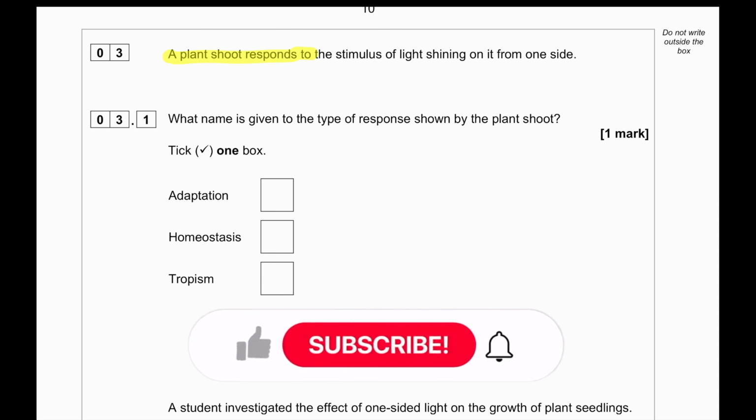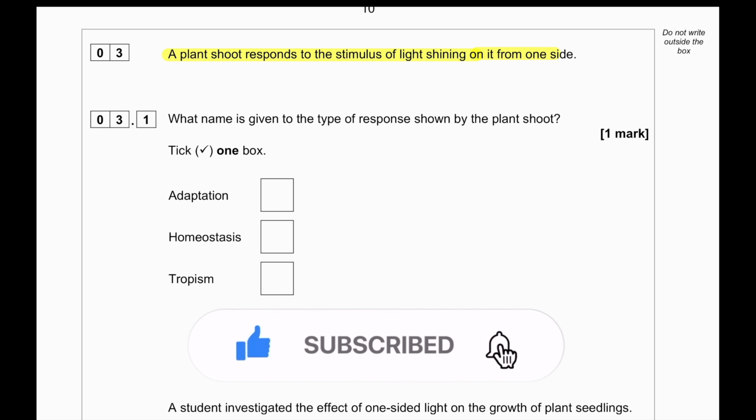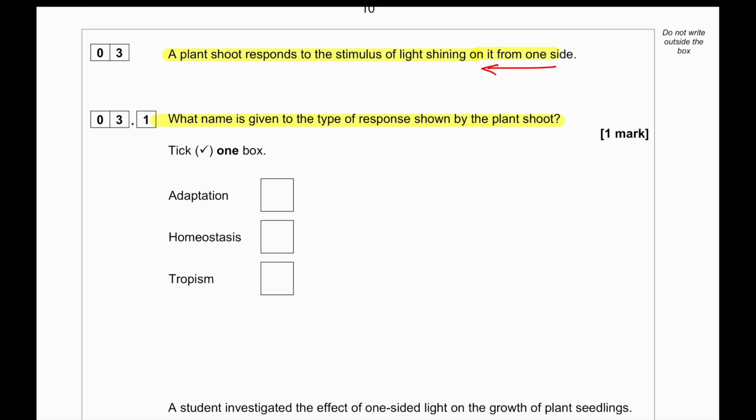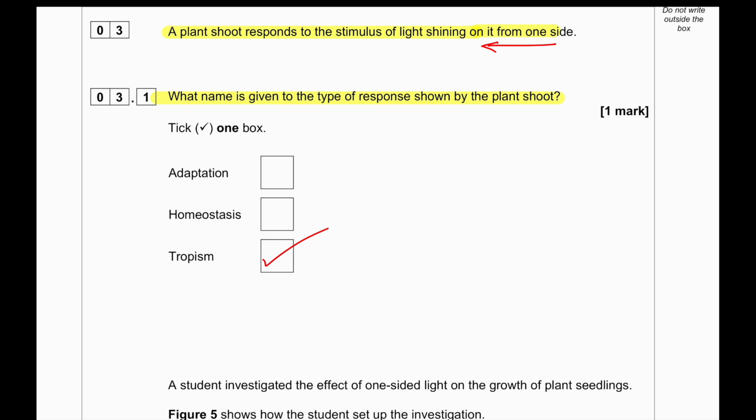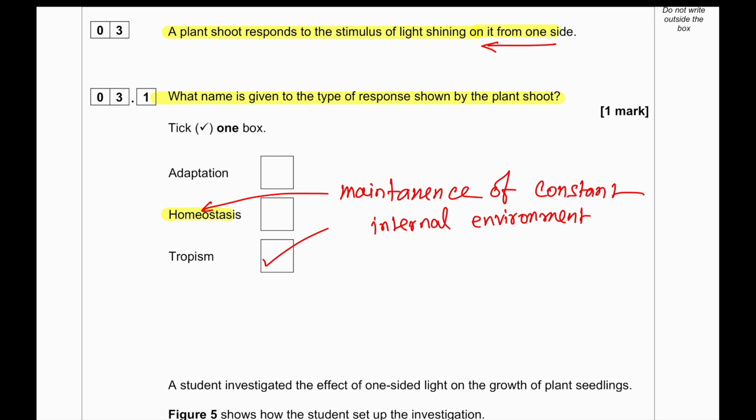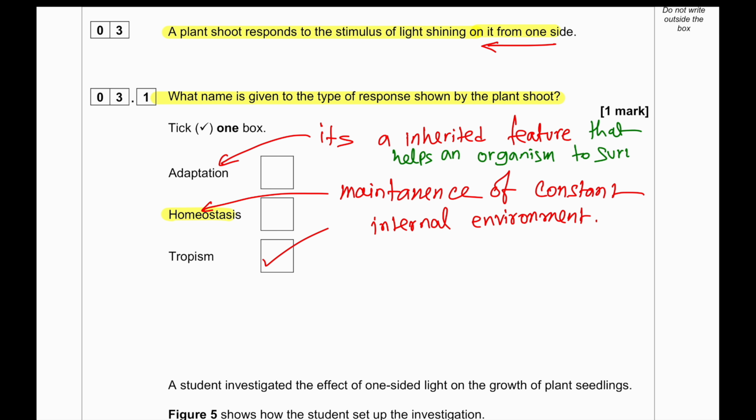A plant shoot responds to the stimulus of light shining on it from one side. What name is given to the type of response shown by the plant shoot? Since we are shining light from one direction, it must be a type of tropism. The other options are homeostasis. The reason why it is not correct is because it's the maintenance of a constant internal environment. And in terms of adaptation, it's an inherited feature that helps an organism to survive better.